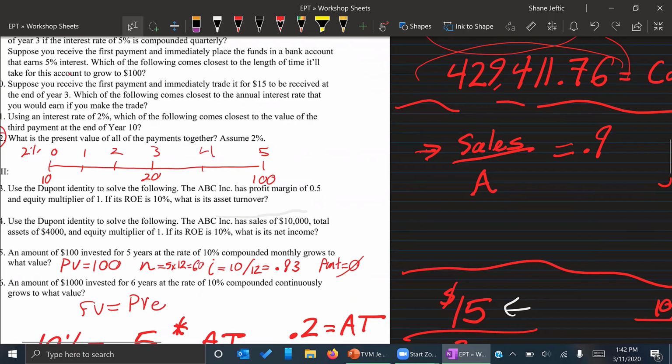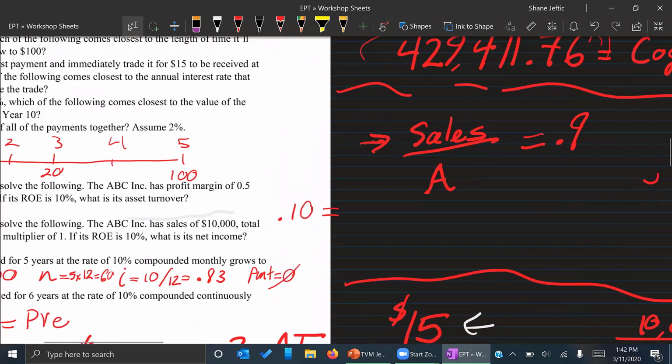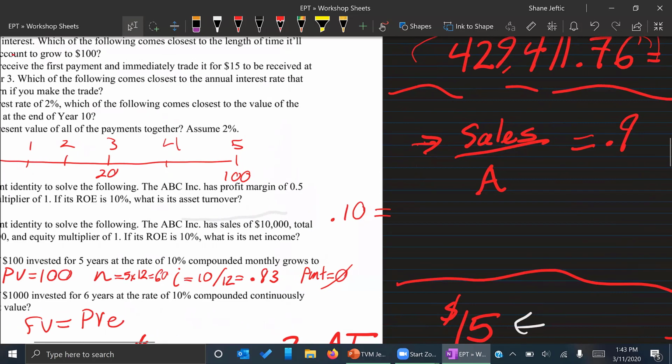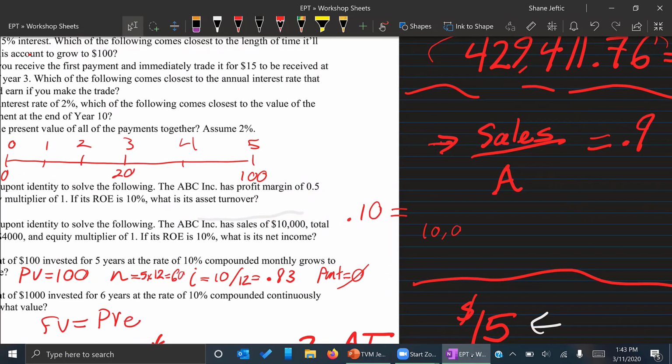Okay, they have to give us sales here. Total assets and equity multiplier. If ROE is 10%, what is net income? We know the DuPont identity is created to solve ROE, so we have our answer basically given to us, which is the 10%. So we got 0.1 equals, what is the DuPont identity? We got profit margin, which we know is net income over sales, and sales is 10,000. We'll put what we know where it goes.